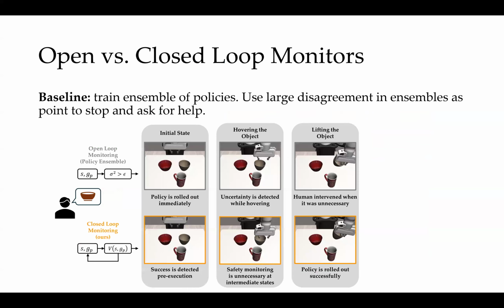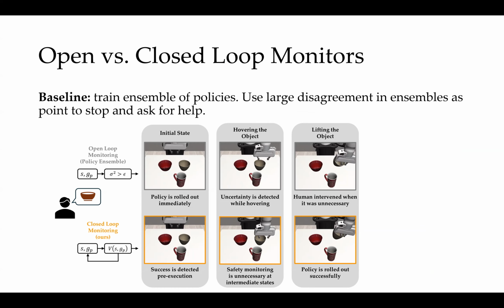We compare our method to open-loop monitors. For this, our baseline is to train an ensemble of policies. This can be any number of policies, but we use 5 in this case, and we find the mean and variance between them. If the variance between the ensemble of policies is high, then we stop and ask for help from the human. In the top figure, we see that the policy is rolled out immediately, but we have to check for uncertainty at every single state.